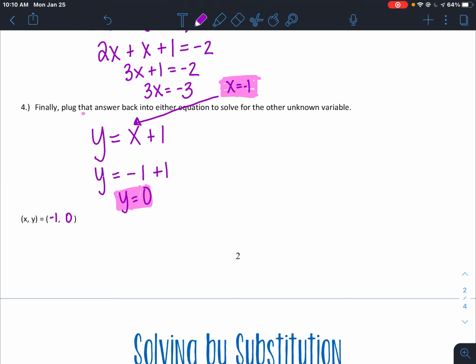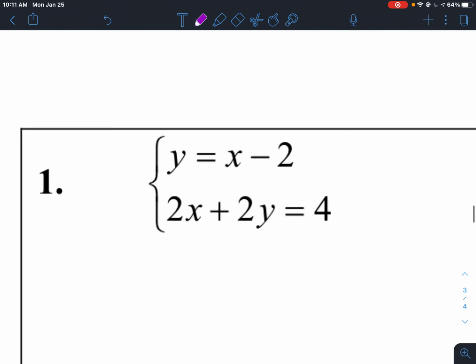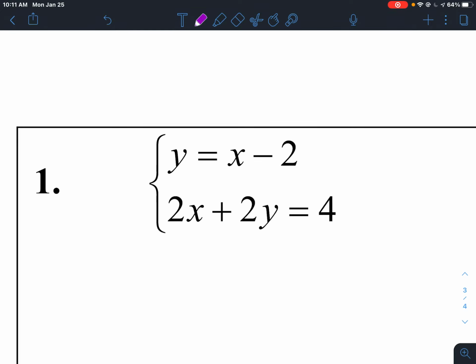If I wanted to, I could plug this into Desmos to verify my answer to make sure that it works both algebraically and graphically. Okay, let's do one more example together, and then I'll let you try the rest on your own. So y equals x minus 2, and 2x plus 2y equals 4. One of my equations is already isolated for a variable. So y equals x minus 2. I will take everything that y equals, and I will plug it right in for y.